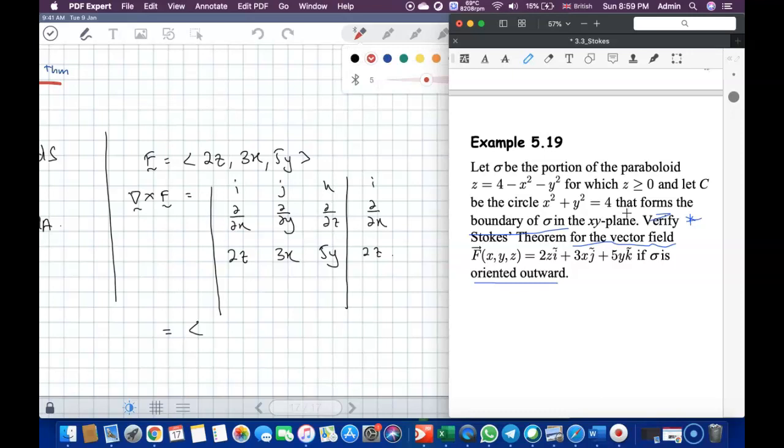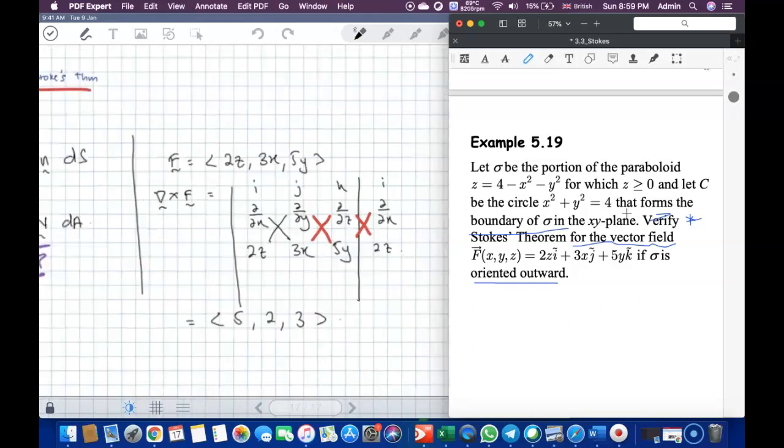Okay, so then when you compute, you want to get the component i, so j cross k. Then we got 5 minus 0, right? And then k cross i will give you the j component. So you got 2 minus 0, and then i cross j, you have 3 minus 0. So that is your curl f.